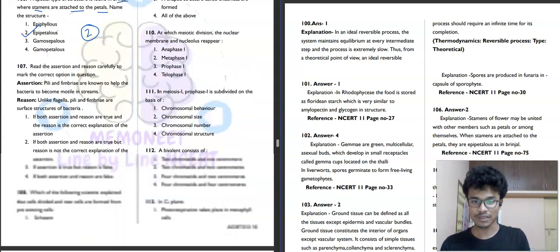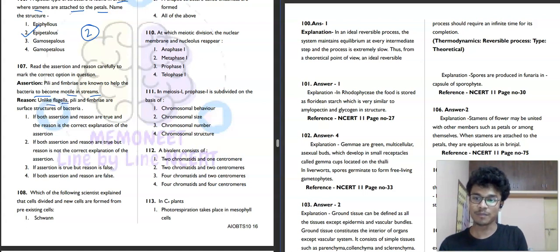Now moving towards the next question, 107. Read the assertion and reason carefully to mark the correct option. It says pili and fimbriae are known to help the bacteria to become motile in streams. Next, the reason says that, unlike flagella, pili and fimbriae are surface structures of bacteria. We need to choose between all these four options of assertion and reason.